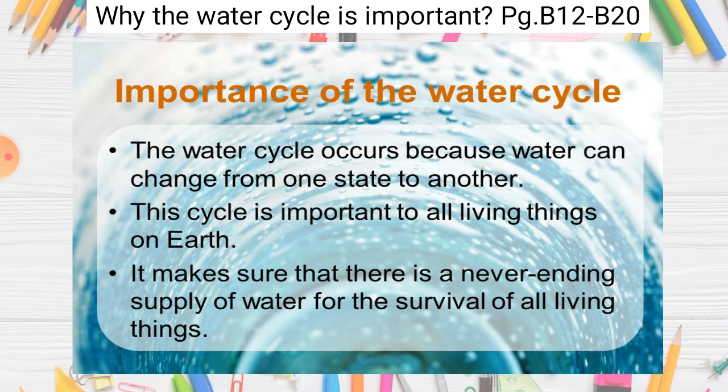Now, the importance of the water cycle. The water cycle occurs because water can change from one state to another. This cycle is important to all living things on Earth. It makes sure that there is a never-ending supply of water for the survival of all living things.